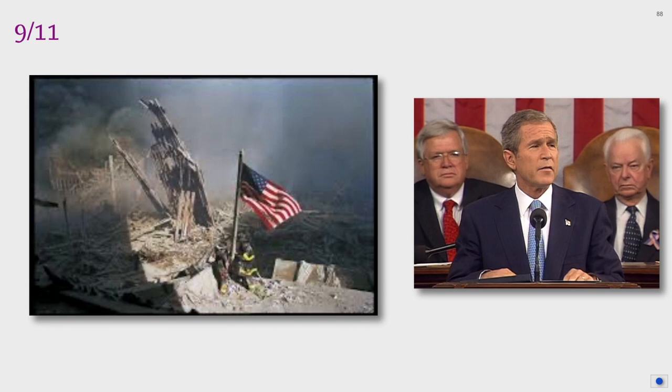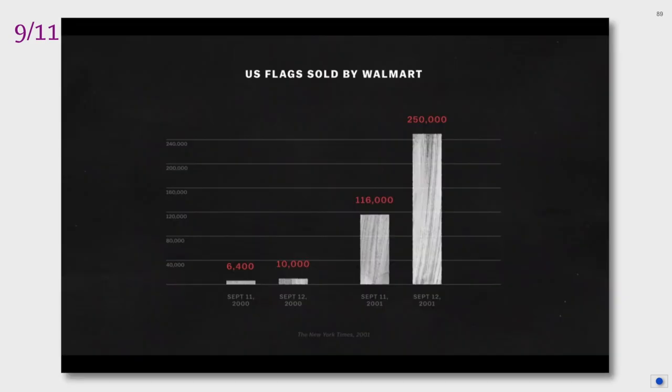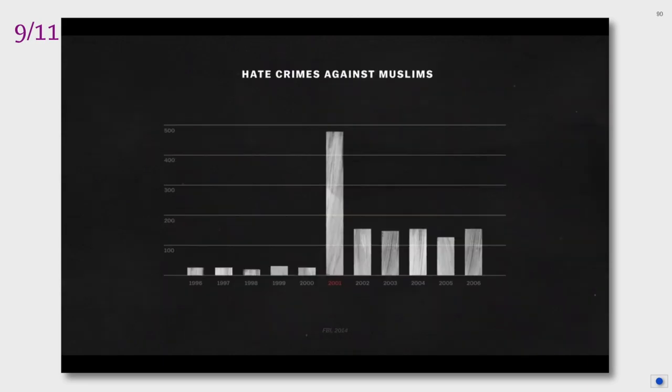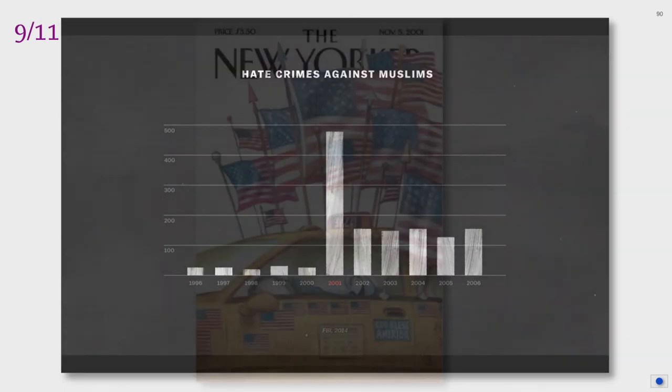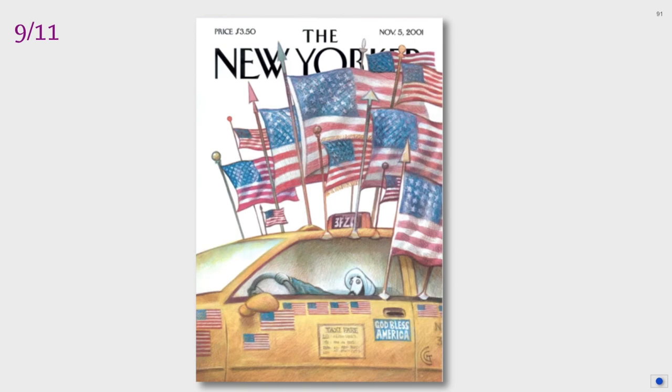And the Stars and Stripes became an enduring symbol following 9/11, of course. Indeed, sales shot up in the following 2 days. Also that year, there was a huge increase in hate crimes against Muslims. The New Yorker magazine suggested that if Muslims wanted to be accepted, they should show their allegiance to the flag.